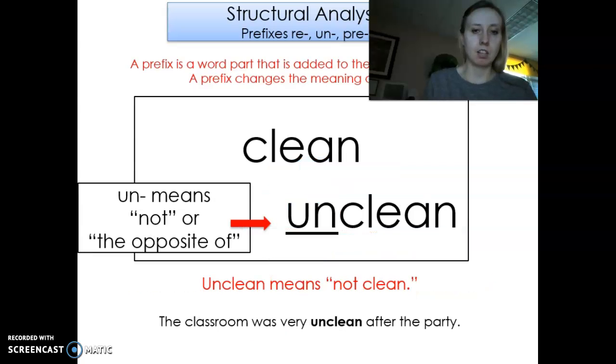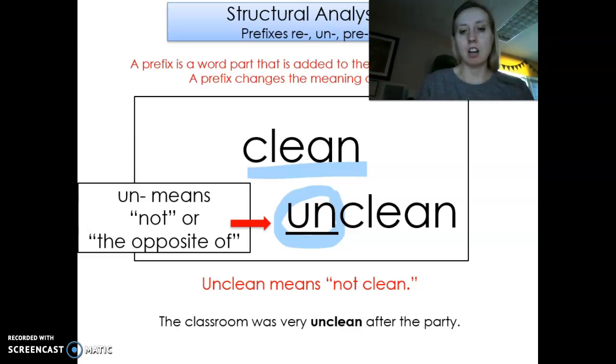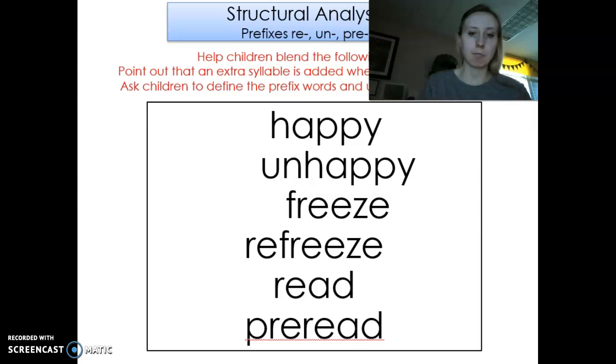Okay. Our next word, the root, is clean. We add our prefix at the beginning to change the word. Do you remember what un means? If you said not, you're right. Like unhappy, not happy. So un means not. So unclean means not clean. The classroom was very unclean after the party.